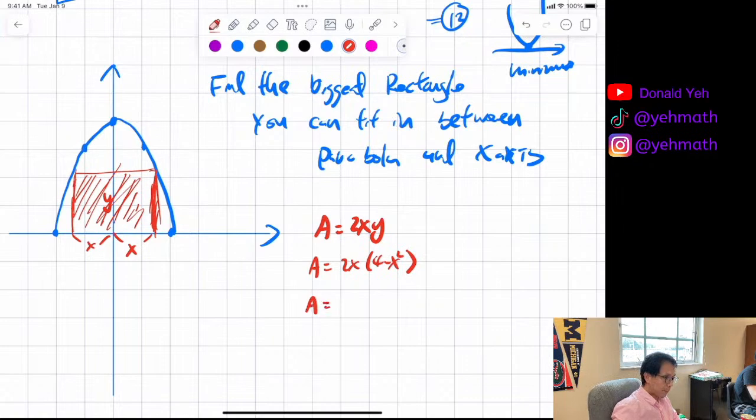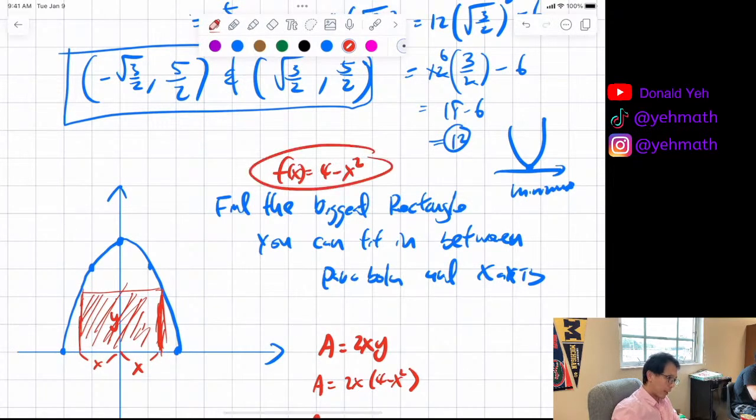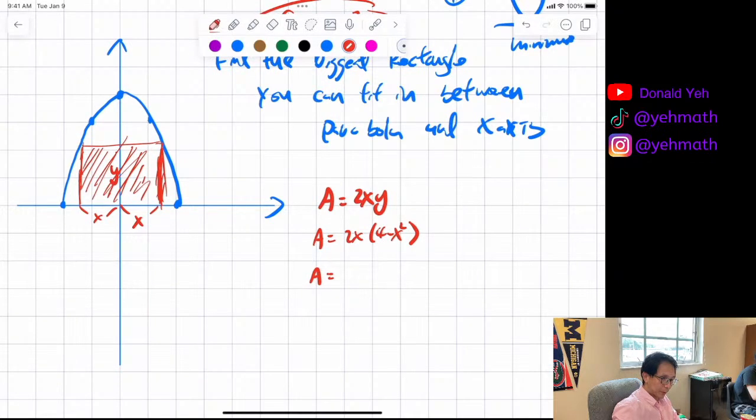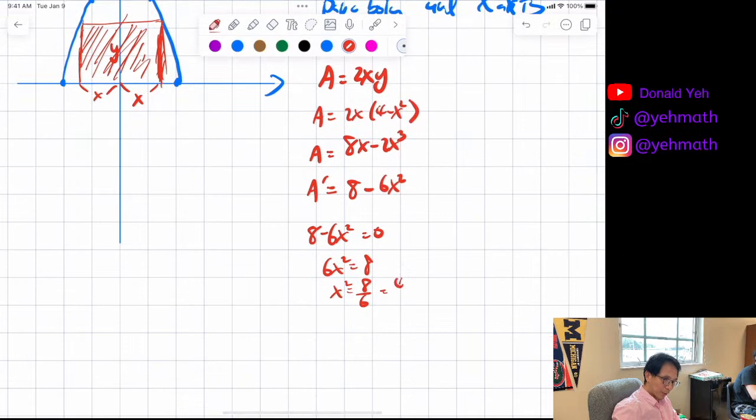That's the constraint. Yeah, because that's the equation. Oh, yeah, this is the equation. Sorry, I forgot to write down the equation. It's the same one I use, so it makes it easier for you to understand. So that's going to be 8x minus 2x cubed. A prime is going to be 8 minus 6x squared. So 8 minus 6x squared is equal to 0. 6x squared equals 8. x squared is equal to 8 over 6, which is equal to 4 over 3. So x is the square root of 4 over 3.